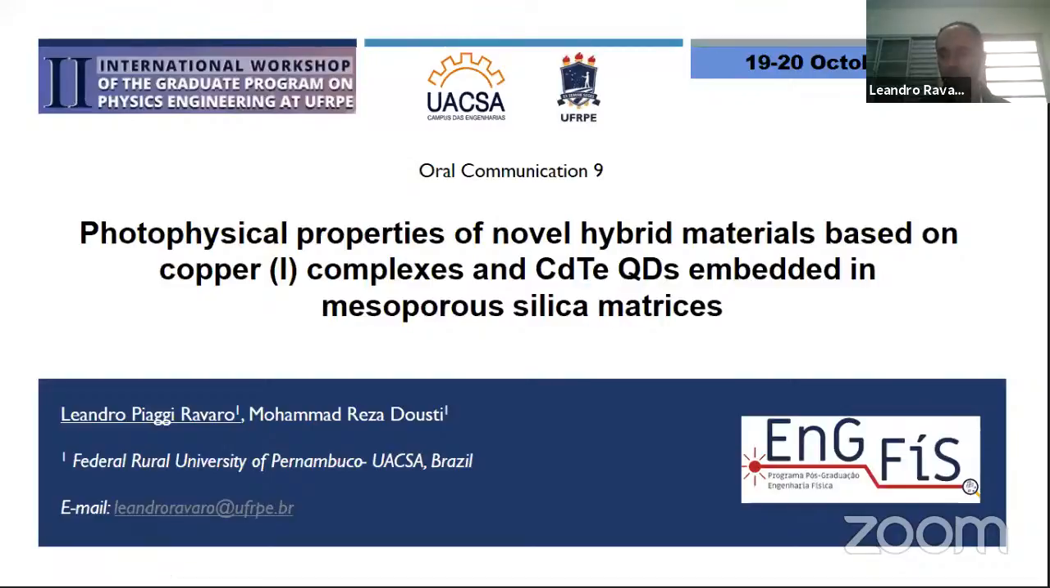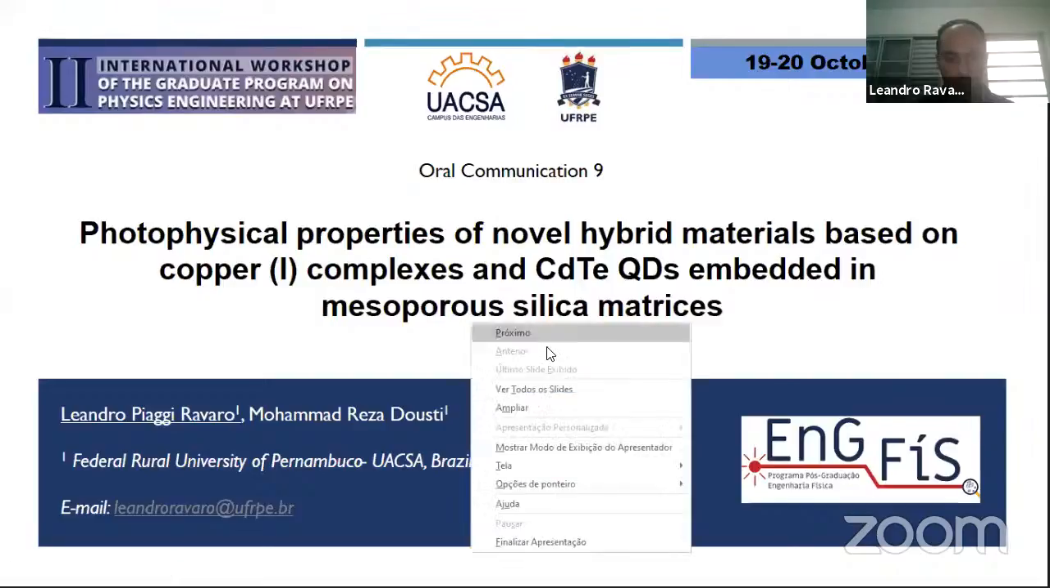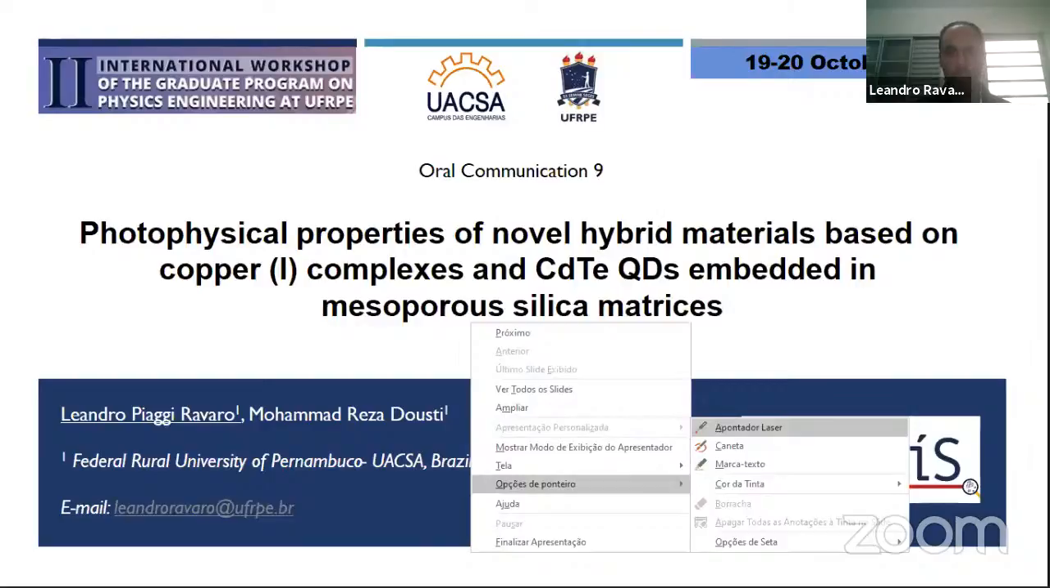Now I will present my work. My name is Leandro, and I'm currently a postdoctoral researcher at the University of Cabo de Santo Agostinho, Pernambuco, under the supervision of Professor Reza. My work is focused on the synthesis and characterization of new functional materials based on copper complexes and quantum dots incorporated in a mesoporous silica matrix.